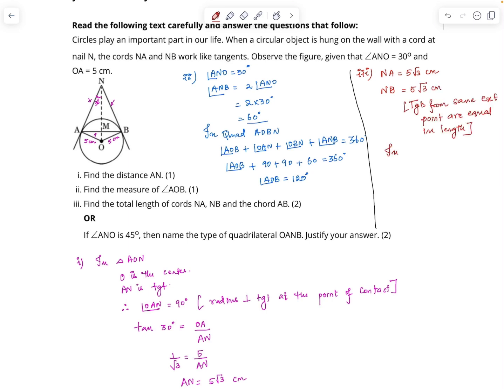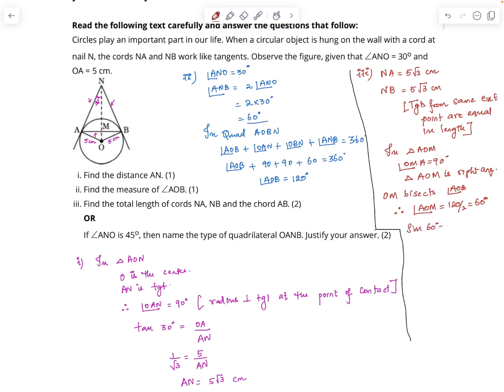Let's consider that small triangle AOM. Angle OMA is 90 degree. So that triangle AOM is right angled. The line segment OM bisects the angle AOB. Therefore, angle AOM is 120 upon 2, which is 60 degree. We have one angle and one side. We can calculate AM using sine ratio.